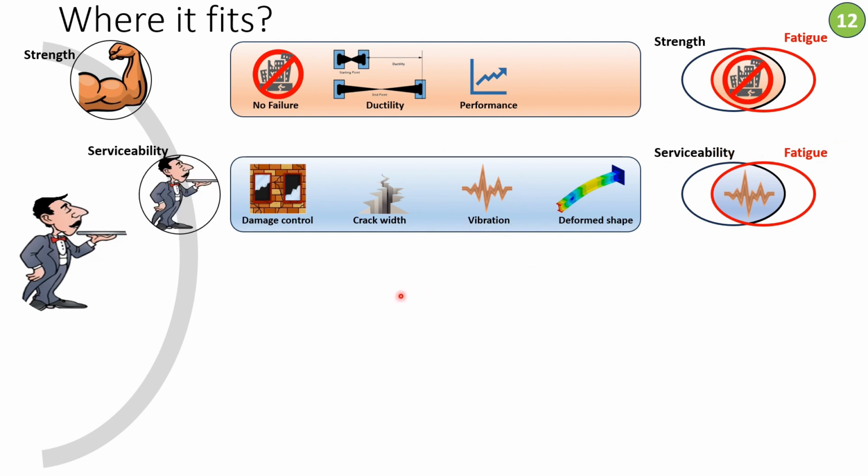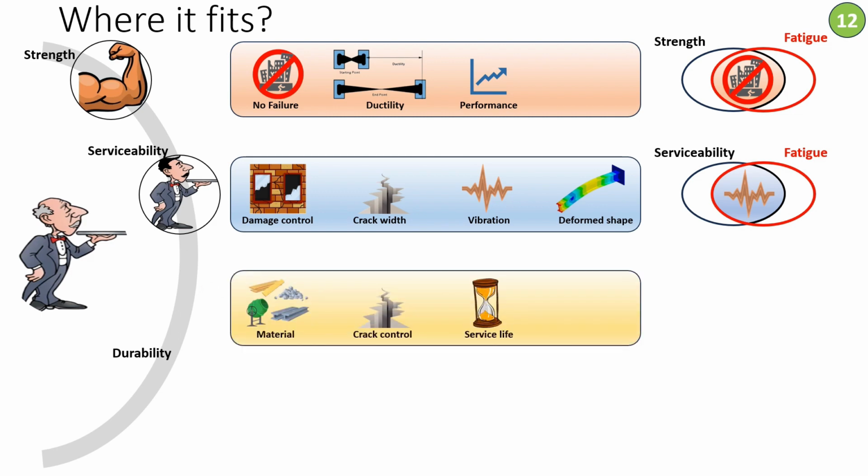The third limit state we design for is durability, which basically ensures that the structure has a satisfactory performance throughout its service life. And from there, it's kind of obvious that the common thing between fatigue and durability is the service life, as both of them identify a useful life for the structure.